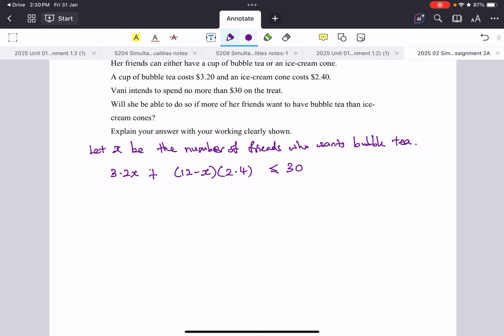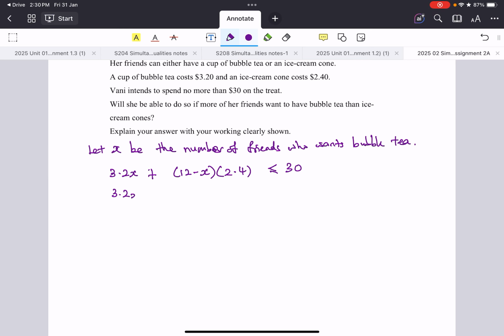Okay, so let's work this out. So we have 3.2X plus 12 times 2.4. I need a calculator for this. 12 times 2.4 gives me 28.8. So 28.8 minus 2.4X is less than or equals to 30.